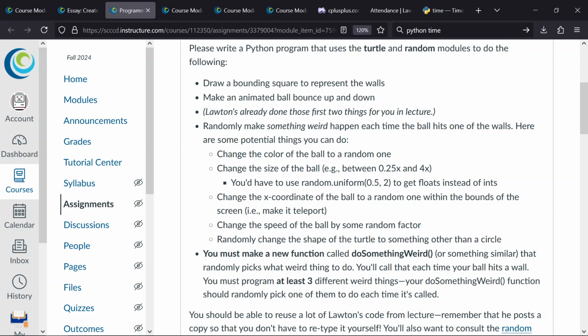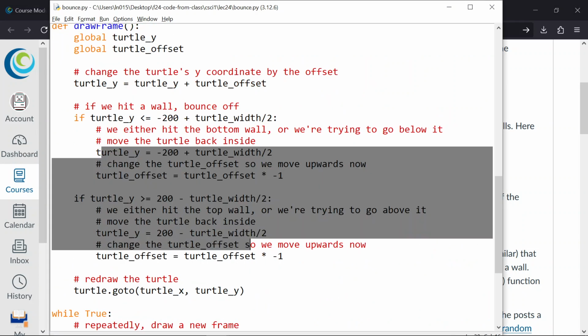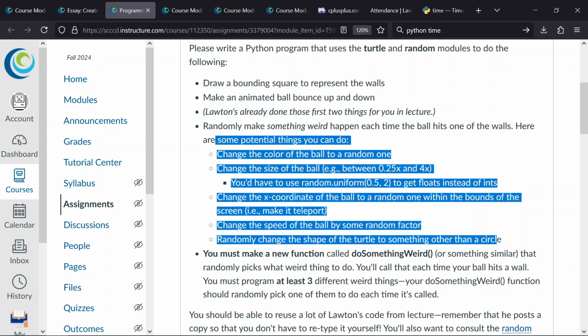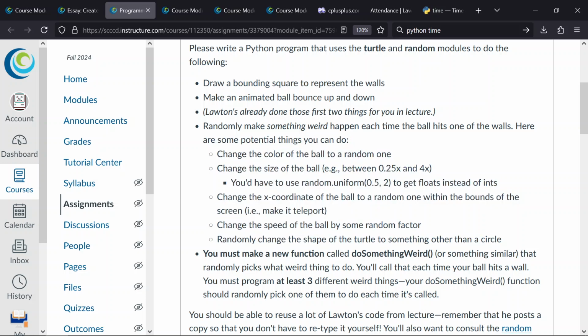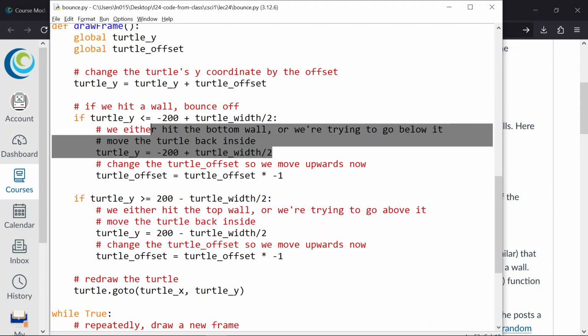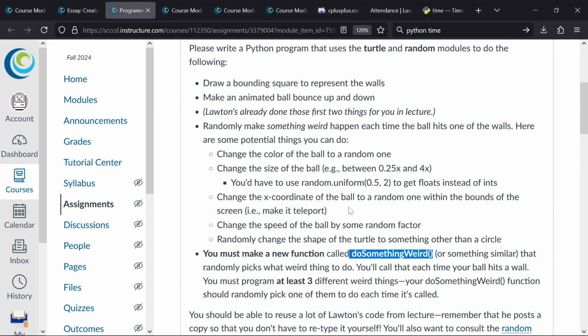So that's what I want you to do. I want you to hook in to when the turtle hits one of the walls and pick something random to do, as if the walls were magical, all right? So your last real requirement is I want you to make a new function as well. Make a function called do_something_weird or something like that, and I want you to call your function inside of this code where you hit a wall, okay?